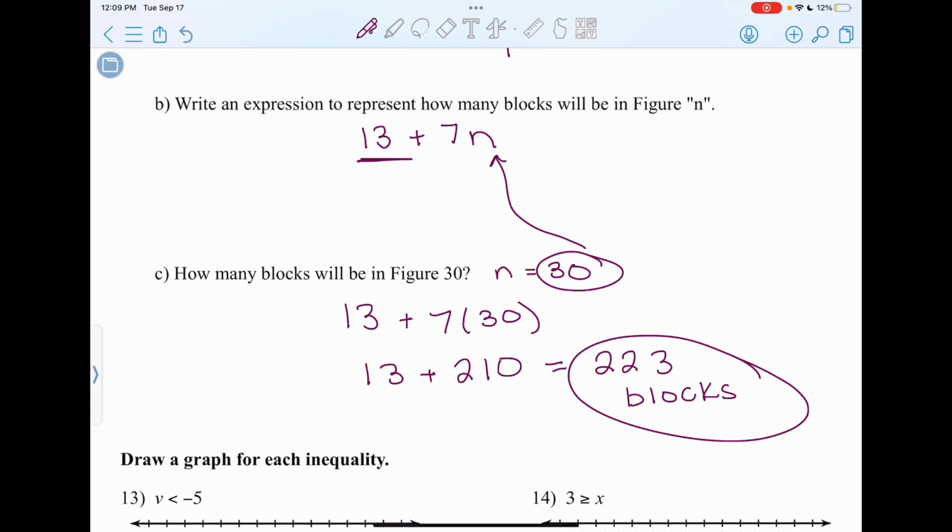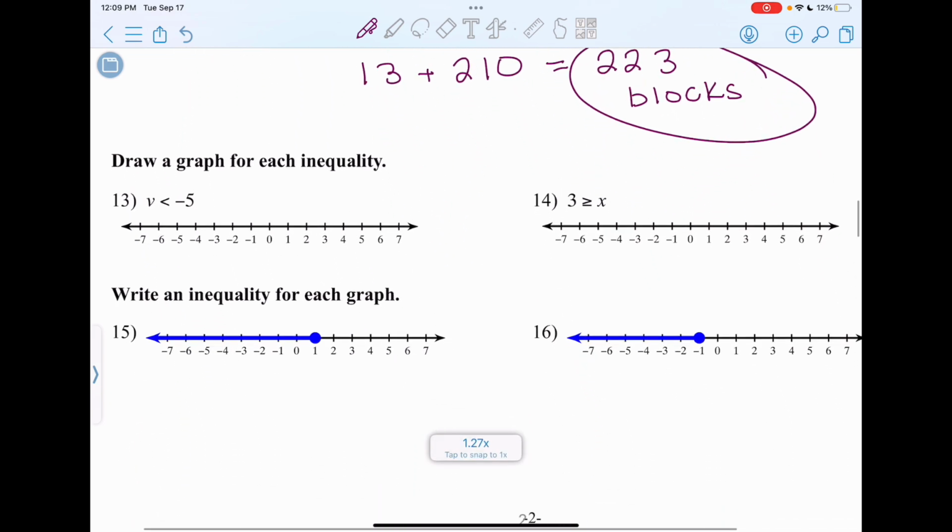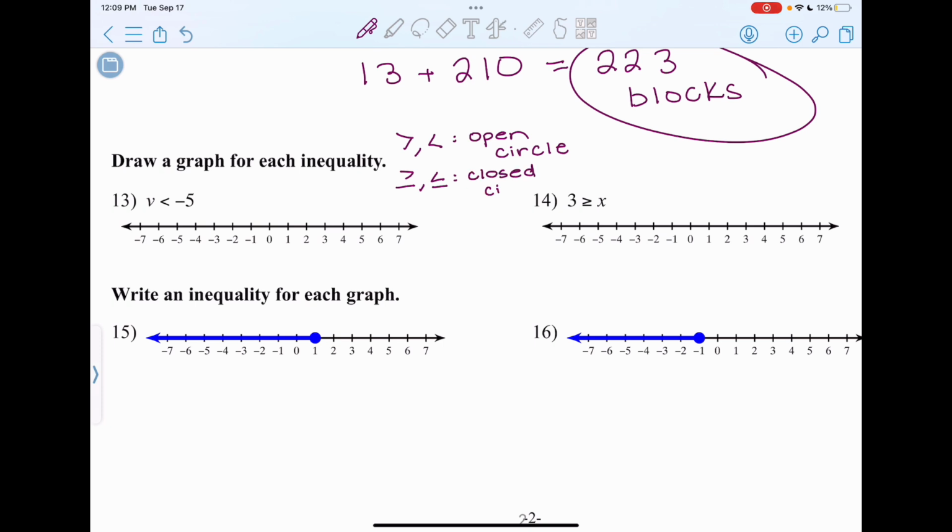Let's move on to talk about inequalities. It says draw a graph for each inequality. Remember, if there is no line under your sign, we use an open circle. And if there is a line under your sign, we use a closed circle. So in 13, I'm going to have an open circle at -5, since there is no line underneath my inequality sign. And my arrow is going towards the left. So I need to make sure that my arrow is going towards the left.